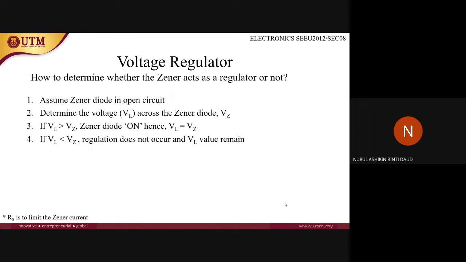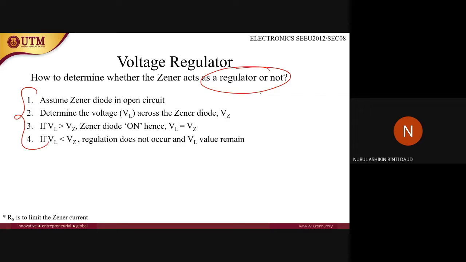Okay, so voltage regulator. How to determine whether the Zener acts as a regulator or not? So there are 4 conditions that you need to look at.